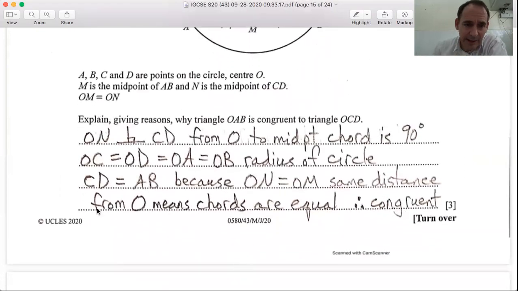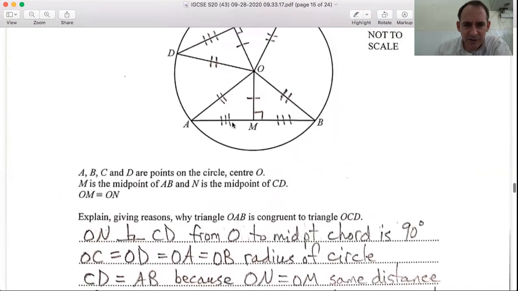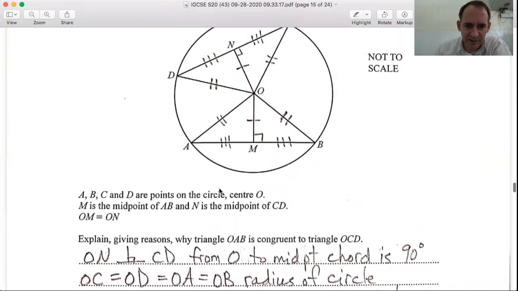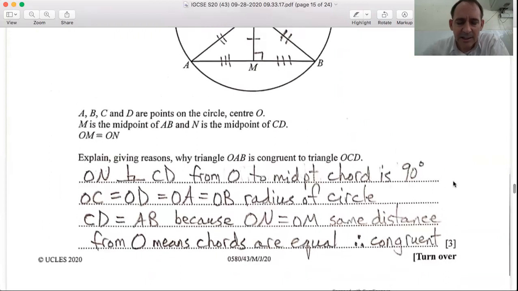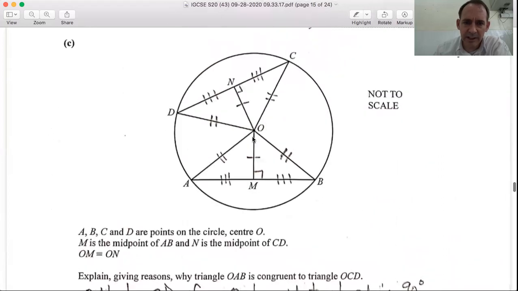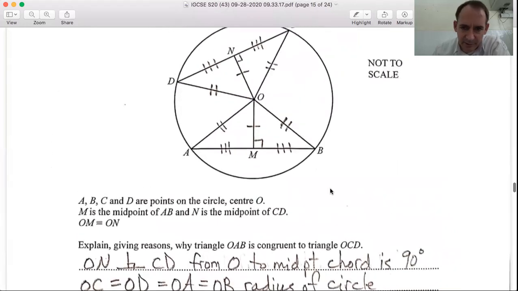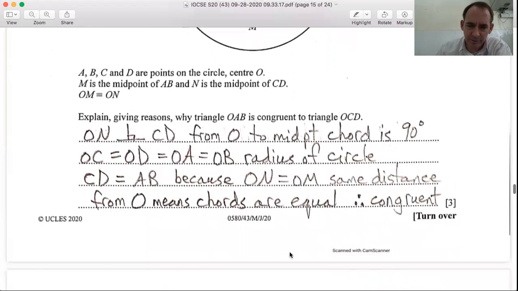So here, this is what I put. There may be more than one way of writing it out, but I put ON is perpendicular to CD, because from the origin to the midpoint of a chord, it is 90 degrees. And then OC is equal to OD equal to OA equal to OB, because they are all radii of the circle.